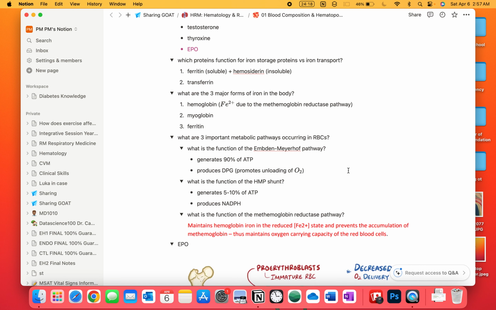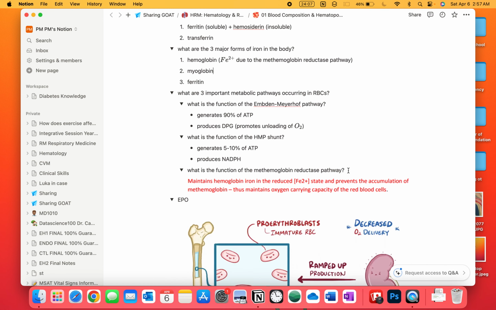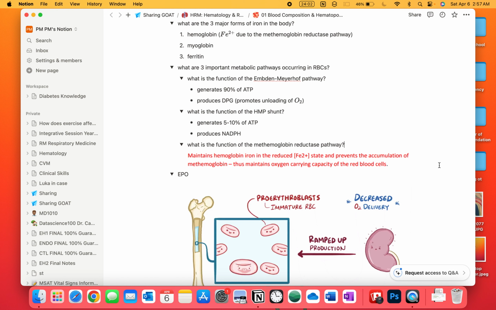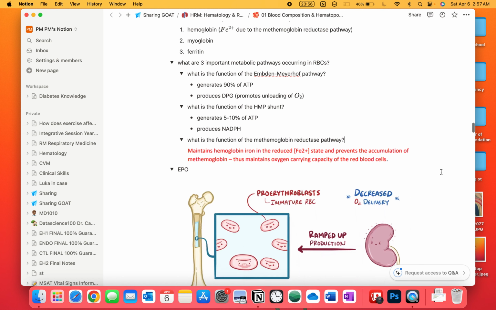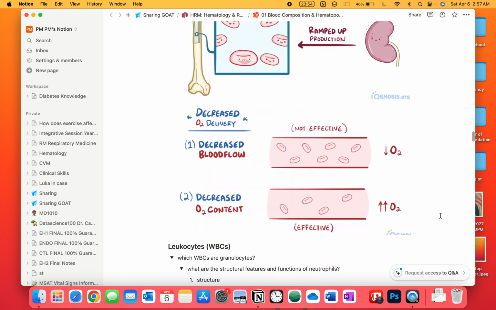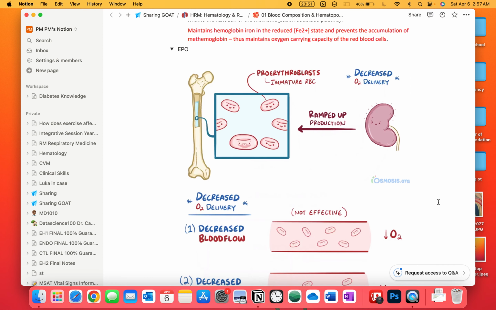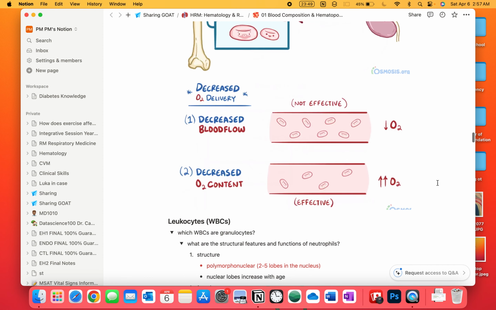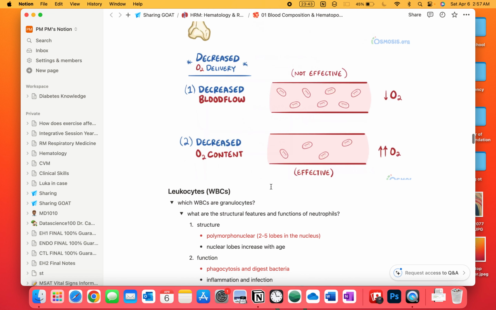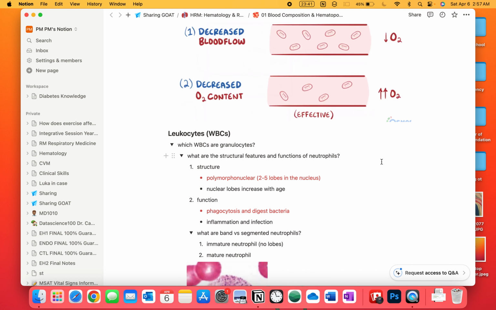Three important metabolic pathways occurring in red blood cells: Embden-Meyerhof pathway generates 90% ATP, produces 2,3-DPG. Function of the HMP shunt generates 5 to 10% ATP, produces NADPH. What's the function of the methemoglobin reductase pathway? Maintains hemoglobin iron in the reduced Fe2+ state and prevents the accumulation of methemoglobin, thus maintains oxygen carrying capacity of red blood cells. Erythropoietin helps in every stage of red blood cell maturation and release. Therefore, it is one of the most important factors in terms of releasing red blood cells and increasing hematocrit. Which white blood cells are granulocytes?